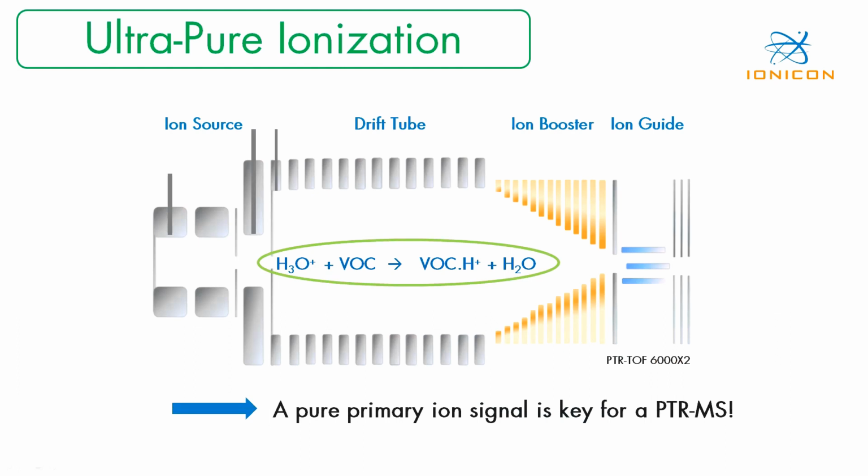Let's have a look at this schematic illustration of our current PTR-MS technology. A PTR-TOF 6000 X2 features a hollow cathode ion source, the drift tube ion-molecule reaction cell, an ion funnel to boost the ion sensitivity, and a hexapole ion guide to efficiently extract the ions into the TOF-MS. What drives our technology is the simple reaction H3O+ plus VOC results in a protonated VOC plus water. So we already see that we demand a pure primary ion signal.